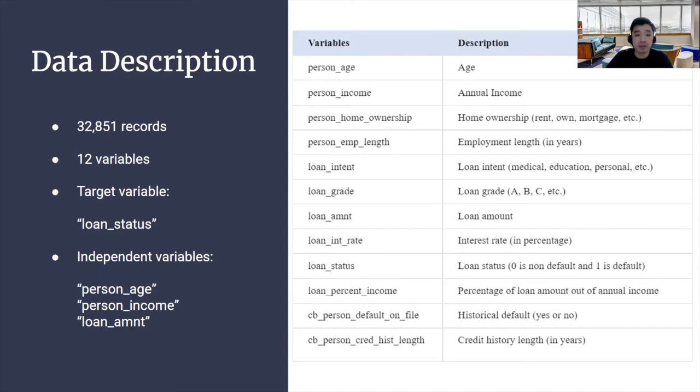The reason why we chose these 3 independent variables is because we feel that these 3 variables will highly likely predict our target variable, which is the loan status. We feel that if a person is very young and earns a low annual income while taking a high loan amount, this borrower will most likely default on their payment.